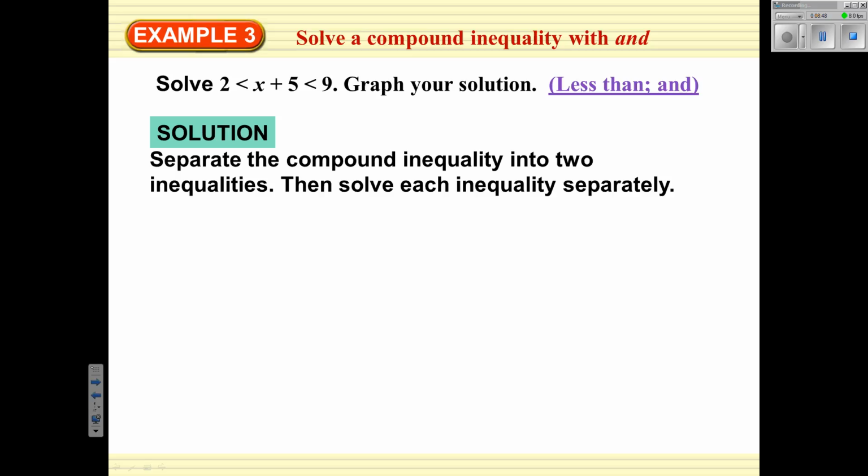Example, solve a compound inequality with the word and, okay? Now, what I want to point out is we don't have a word and. Instead of being given a statement, we are given the inequality. And notice the less thans, and if it's less than, as these two right here are, it's always going to be an and statement. Again, and means it has to satisfy both parts. So we have to find where they overlap.